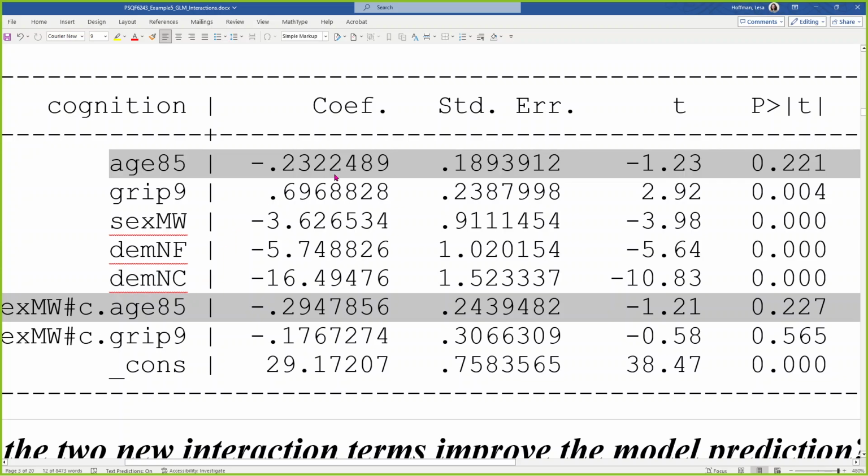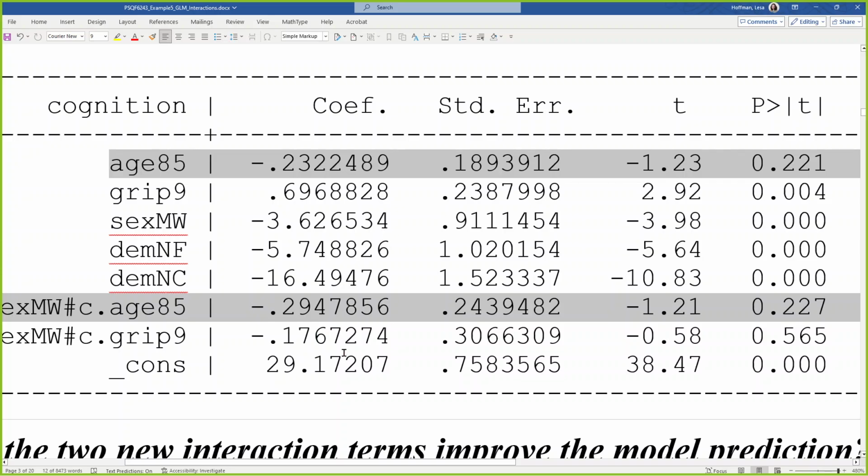Now I can do the math. 0.23 plus 0.29. Say it louder. 0.52. 0.52-ish. But I don't have a hypothesis test for that. No. Can I get one? Yes. I could do anything I want. Of course I can.